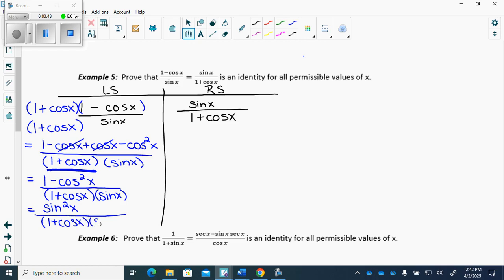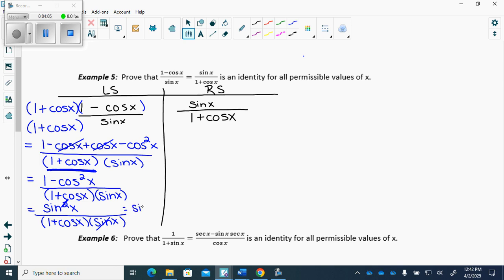Anyone see anything I could do here? You can take out the sine x from the bottom and the top. Yeah, so take one of these off, which would cancel that one, right? Because sine squared x just means sine x times sine x, right? And this sine x cancels. And so I would go LS equals RS? No, because the images don't match yet. I would have to go one more step.